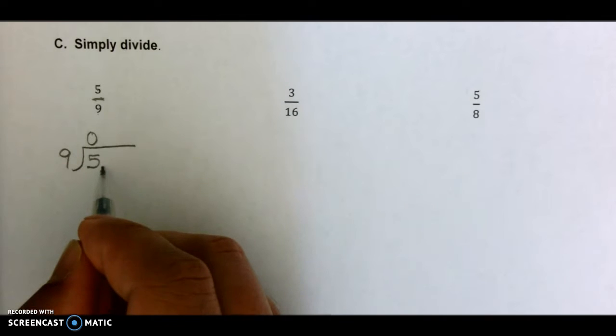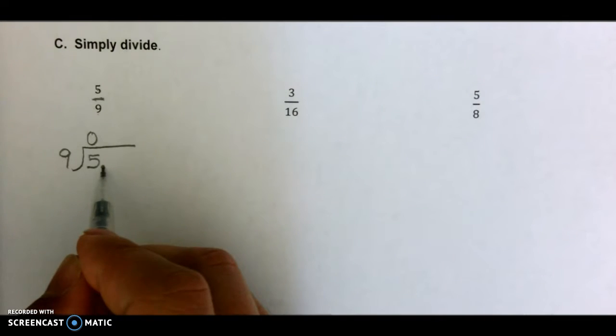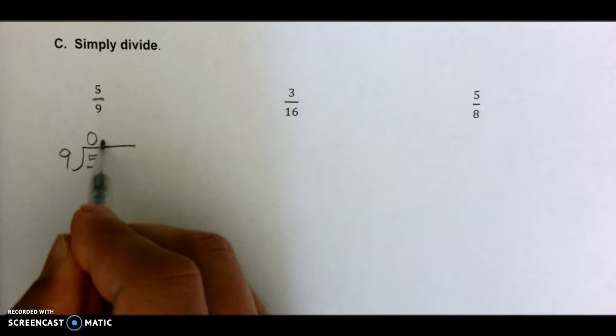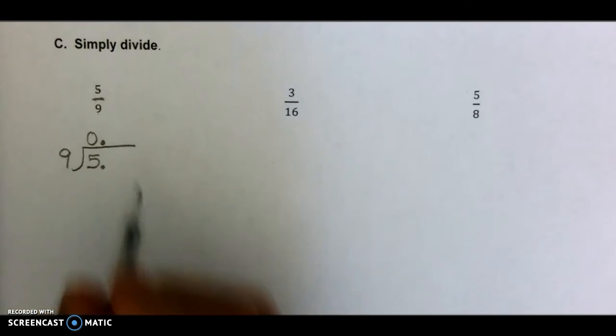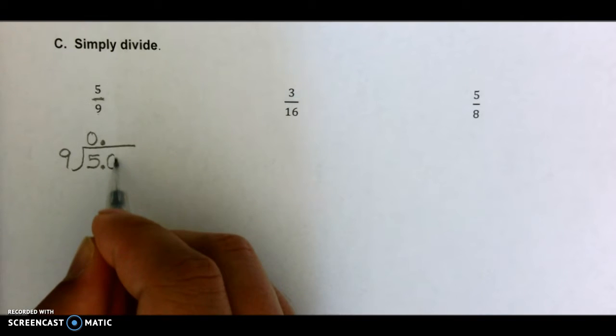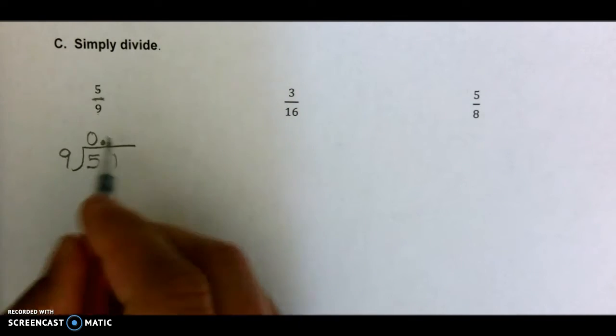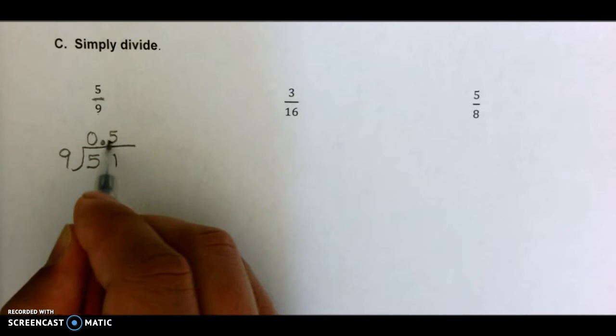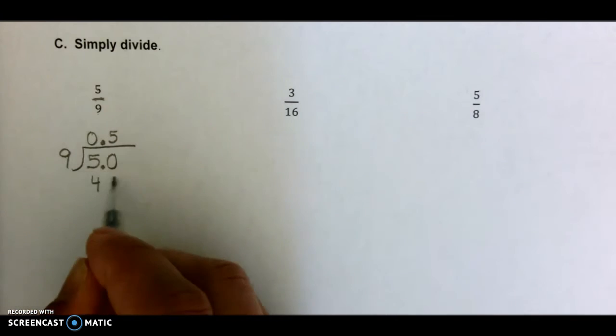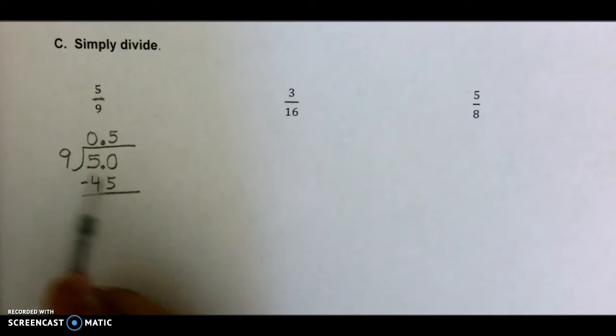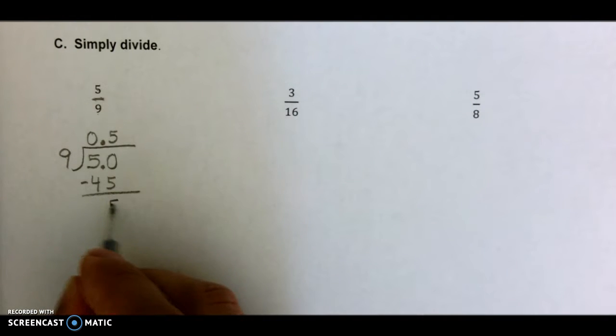So what I'm going to do, I'm going to put my decimal point for the number 5 right there, and I'm going to bring that decimal point straight up into my answer, and then on the inside, I'm going to add a 0. So this is still the number 5, but I'm going to ignore the decimal point and think of this as the number 50. 9 goes into 50 5 times. And so 9 times 5 is 45. When I do the subtraction, 50 minus 45, I get 5.